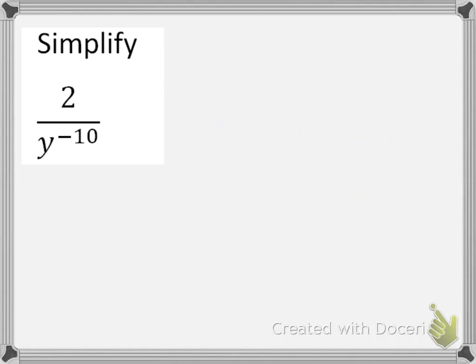And you're done. Look at example number 2. It's a little bit different. It's 2 divided by y to the negative 10th power. So how can we rewrite this as two fractions? We have the whole number 2 times, you can write 2 over 1 times 1 over y to the negative 10th power. That's what it really means. It's just another way to represent multiplication. You can turn any fraction into a multiplication problem.